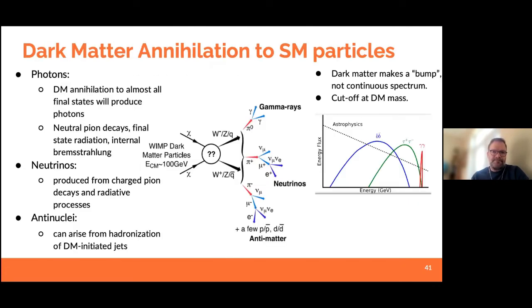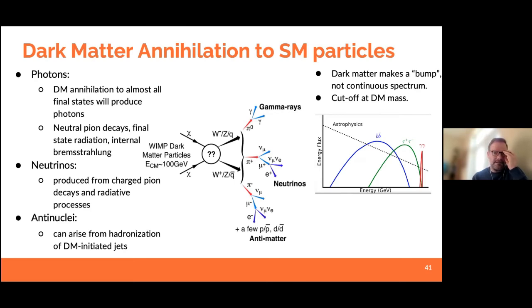Okay, so what do we get again? Photons. Pretty much everything eventually will produce a photon. If you have annihilation into hadrons, they decay at the end of the day. You may get some pi zeros, and the pi zeros will decay to two photons. But then you can also have internal Bremsstrahlung, which actually is quite interesting, but also final state radiation. So this all makes you photons from dark matter annihilation.